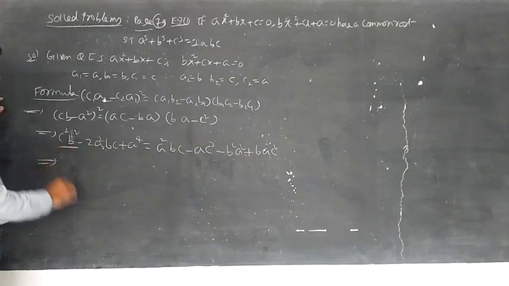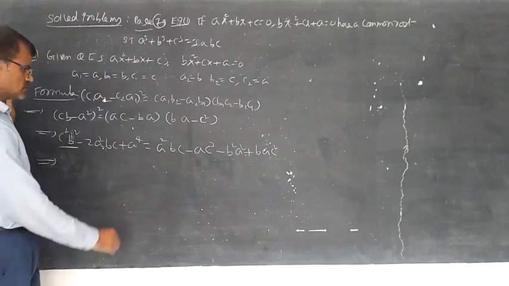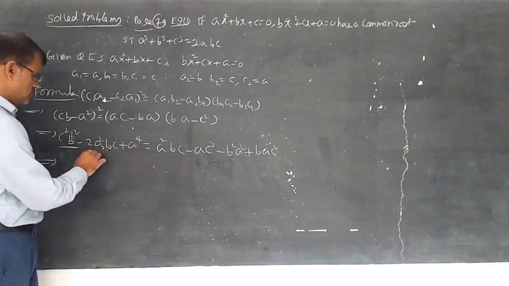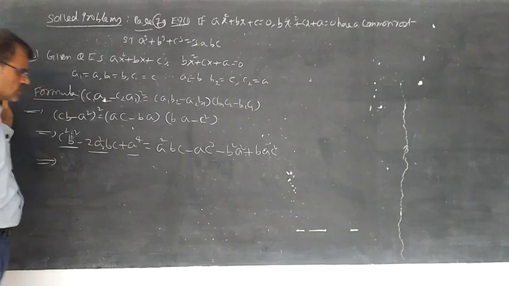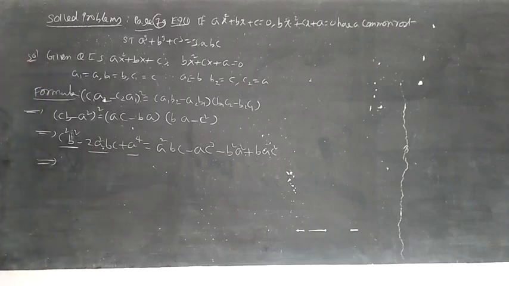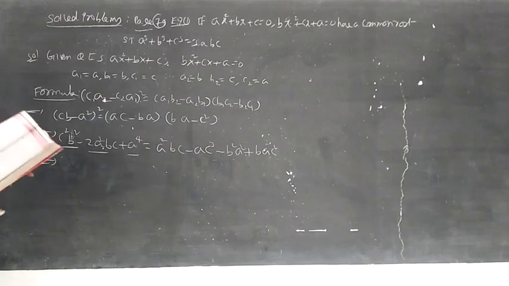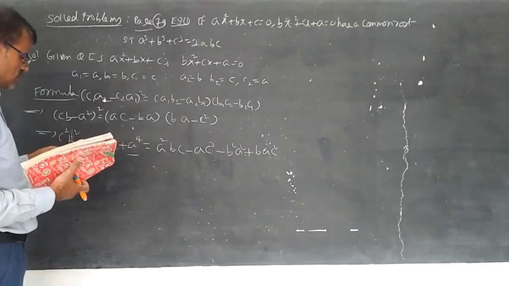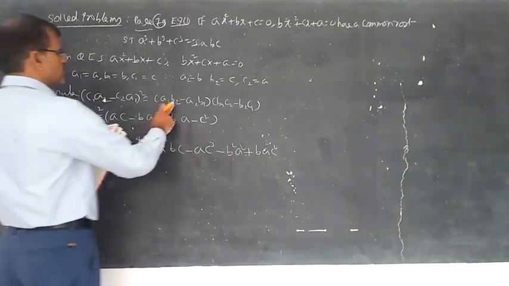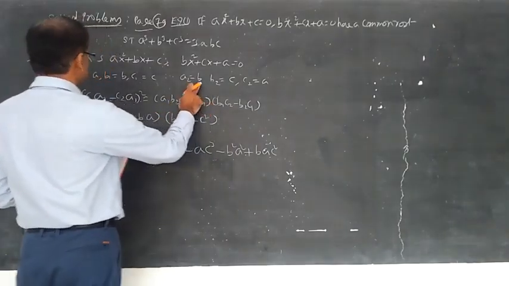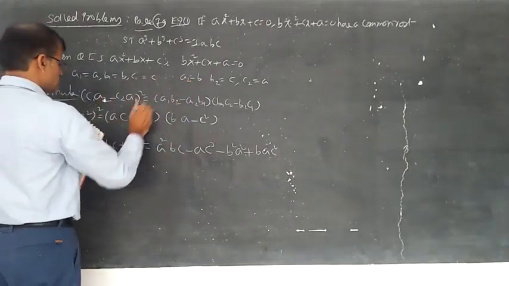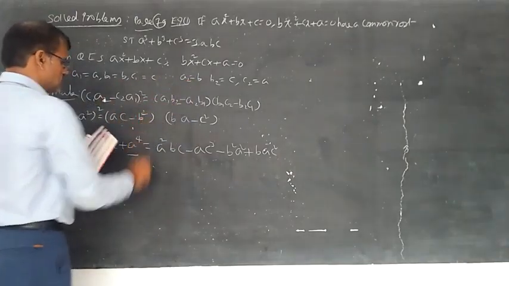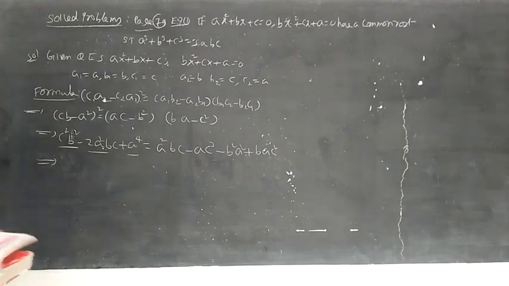B square C square is there, and 2A square BC, C square AB is not correct. A power 4 into, let us discuss. We got here (CB minus A square) whole square equal to (AC minus B square) into... somewhere we have made a mistake here. A1 B2 minus A2 B1, here it is B square. This is wrong. B square into (BA minus C square).